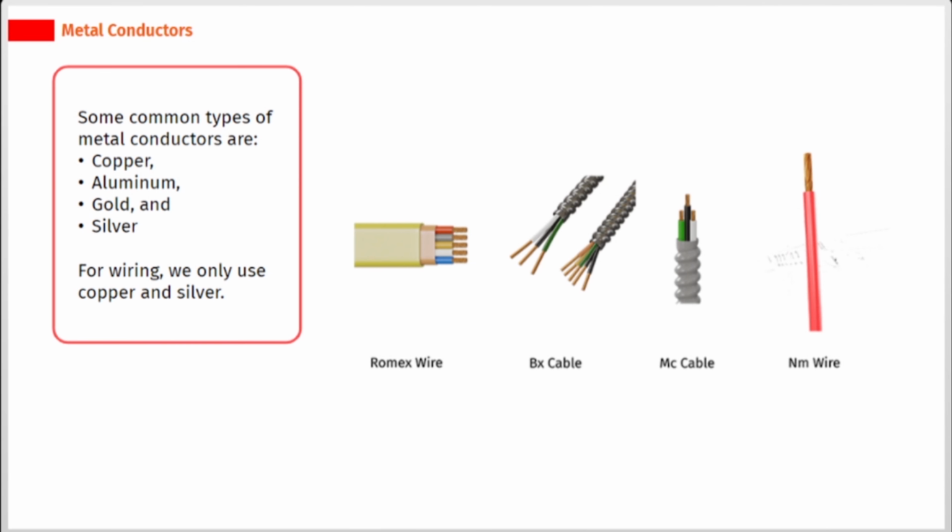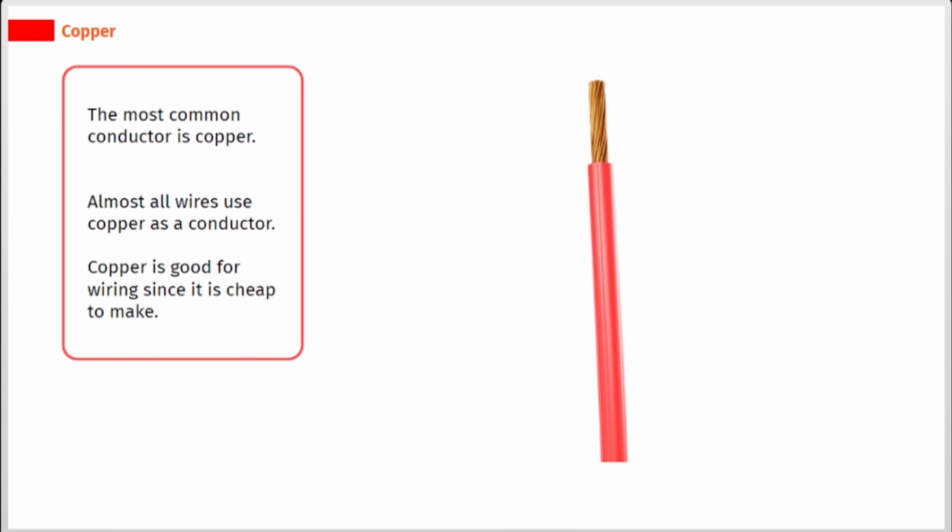Some common types of metal conductors are copper, aluminium, gold, and silver. For wiring, we only use copper and silver. The most common conductor is copper. Almost all wires use copper as a conductor. Copper is good for wiring since it is cheap to make.